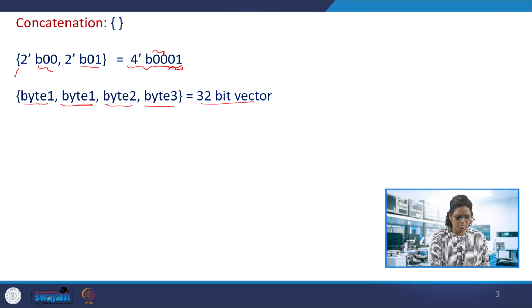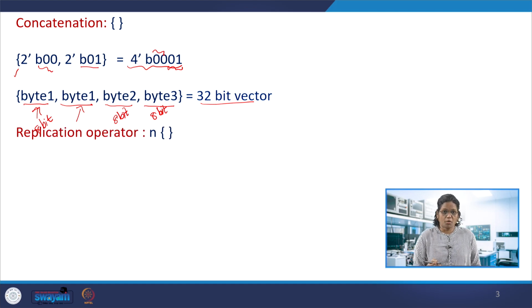It depends on the number which is specified for byte 1. So this is of 8 bits each. Byte 1 is 8-bit and byte 2 is also 8-bit here. So then it is going to be the 32-bit vector. So we specify these variables, byte 1, byte 3, and then combine them using the concatenation operator.